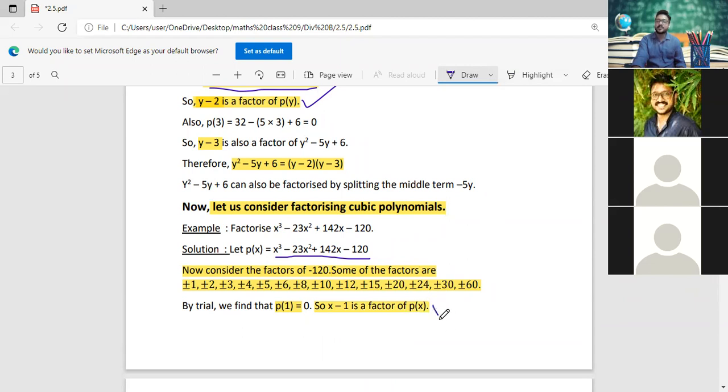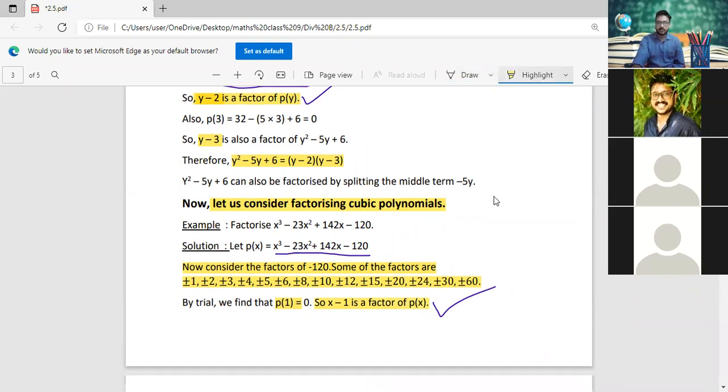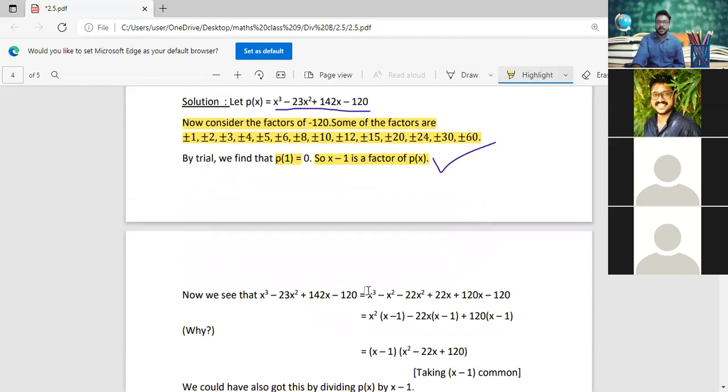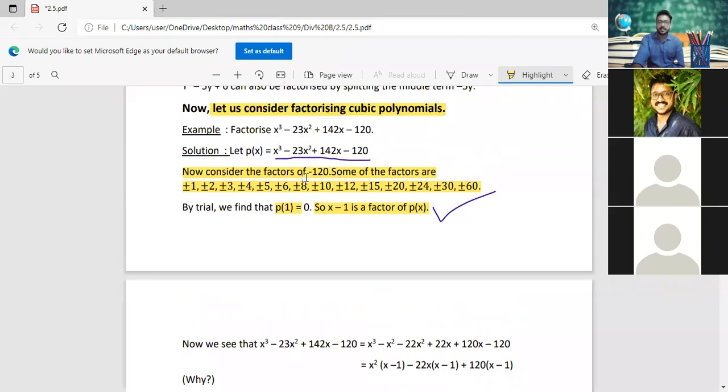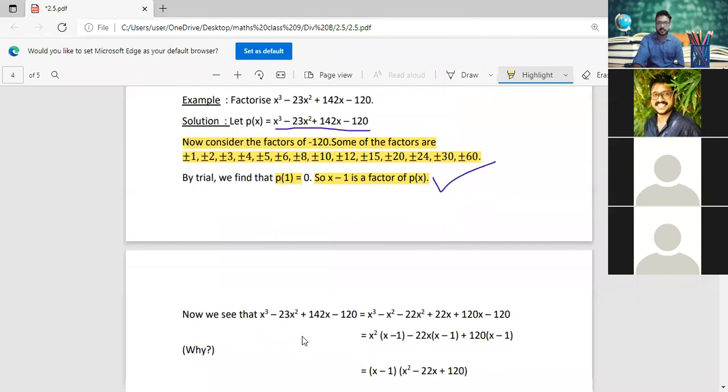Again, I remind you, some of you may think, sir, I have found the factor, so that's all, the question is easy. No, there are 2 more factors remaining to find. We need to find those. So don't forget to do the rest also. Now using this, we can find the others. Let us see. We are writing this polynomial p of x.